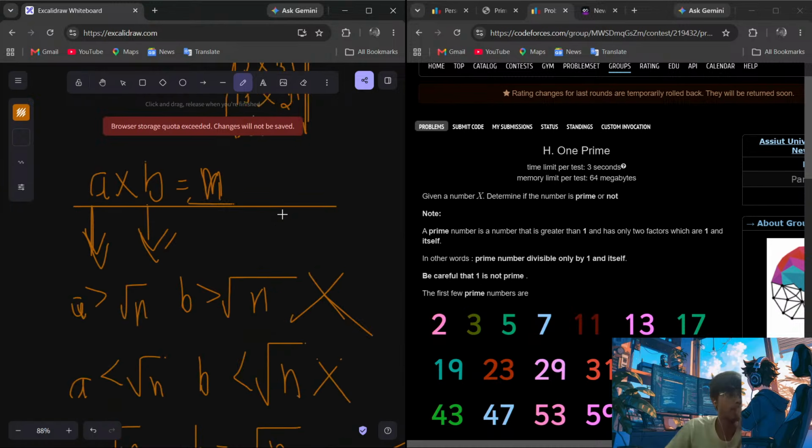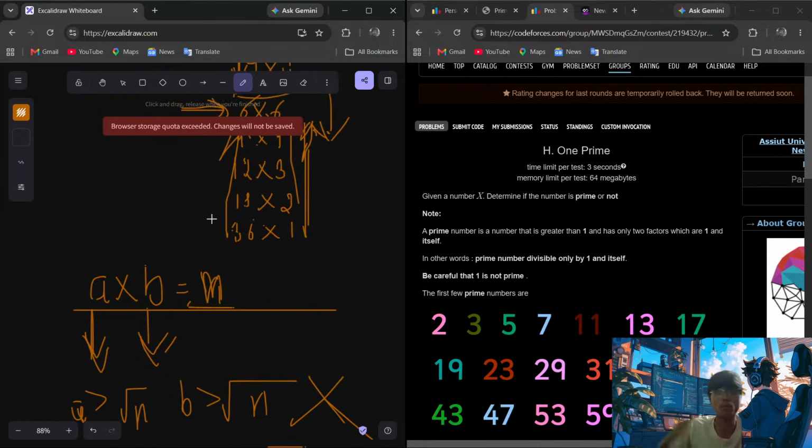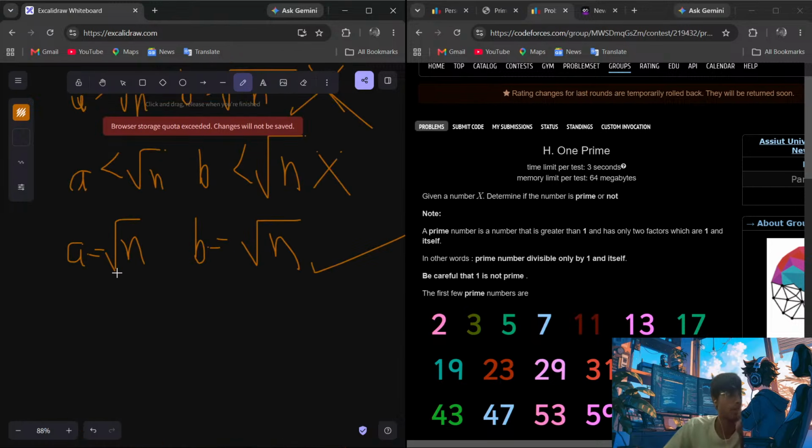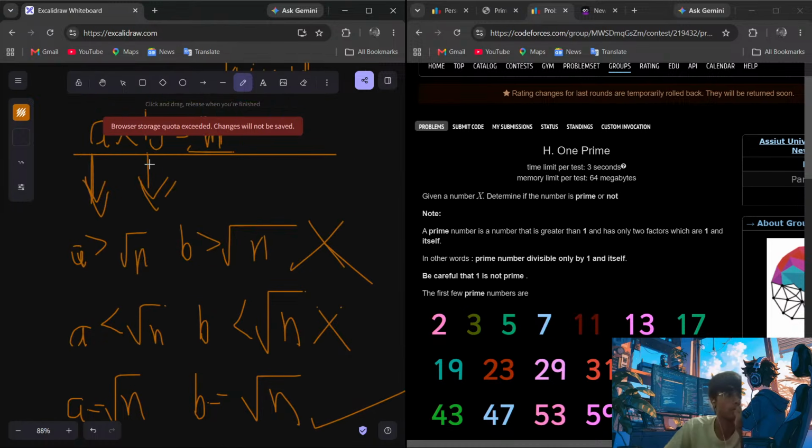So if we take both factors greater than root n, then we never reach n, because after multiplying we get a value greater than n. So one of the factors must be less than or equal to root n if that number is a composite number. So for any composite number, we can write it in the form of multiplying two numbers.